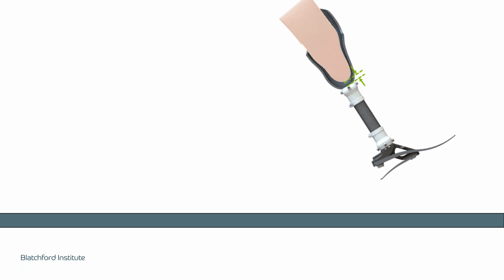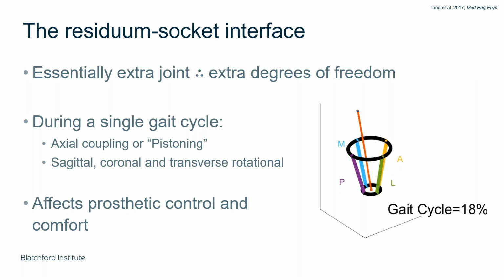What I should emphasize here is that this is only in a single plane. There's a whole other third dimension to consider. And in fact, this is what was done by Dr. Jing Tang at the University of Southampton in this work, where he highlighted the joint-like behavior of the socket interface. So there's translation and rotation in 3 axes, which obviously affects prosthetic control.